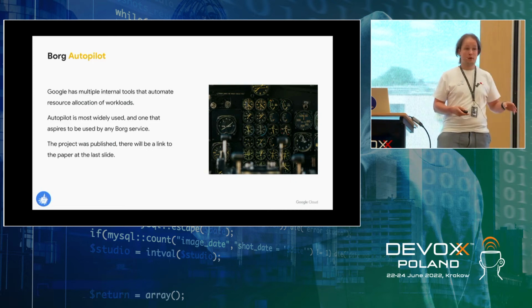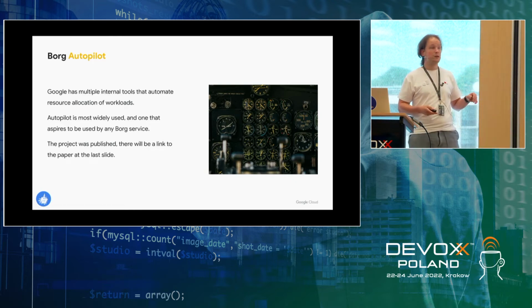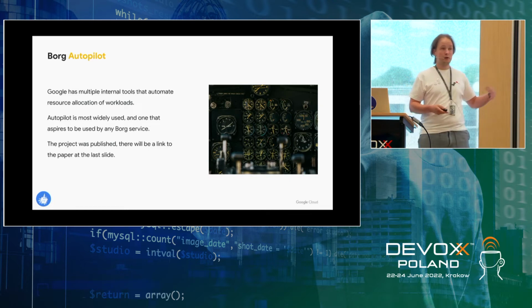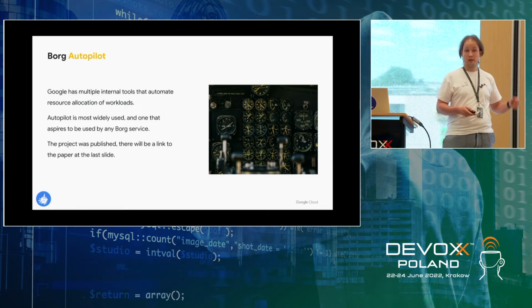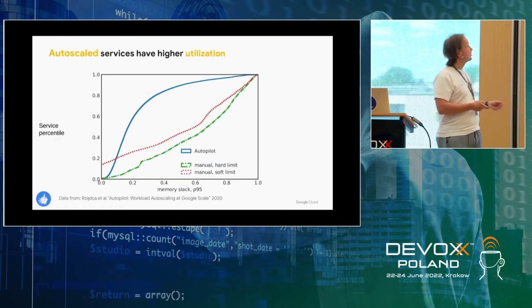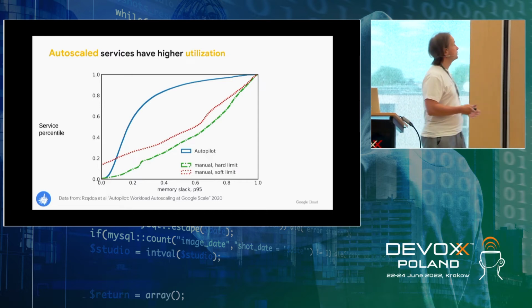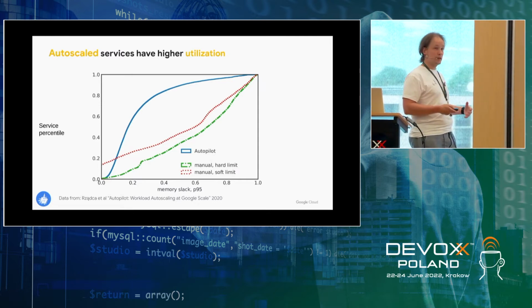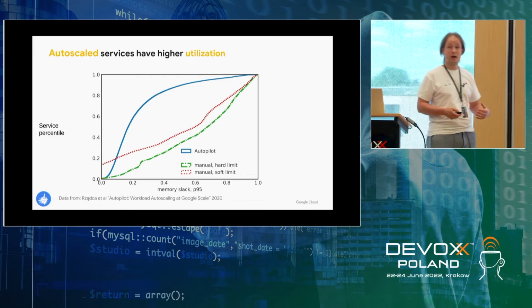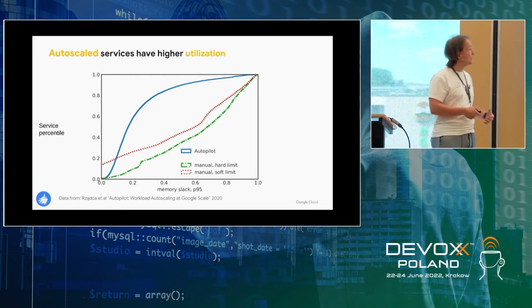So I'm a member of the Autopilot team. This is the biggest auto-scaling solution we have in our internal cloud by adoption. Why do we use auto-scaling? Auto-scaled services have much higher utilization.